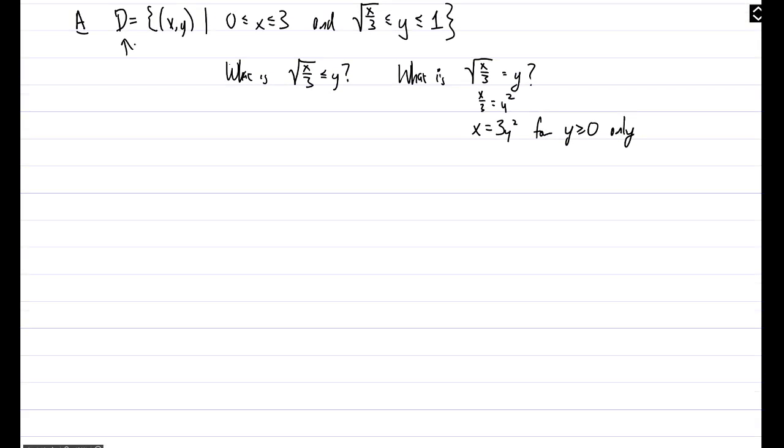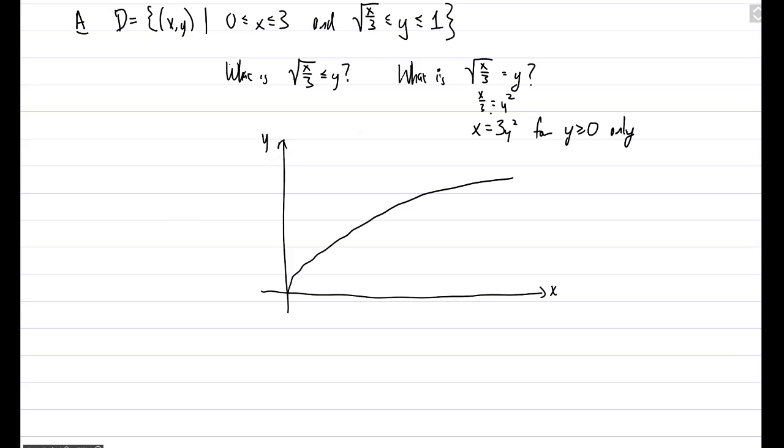Of this region D, if we were to draw a picture, I'd think it would look something like the following. We've got an x-axis and a y-axis, and x equals 3y squared. That's a sideways parabola, just stretched out by a factor of 3, but we'll just draw it like this. Then we're going all the way up to x going from 0 to 3. If you compute the point right here, when x is equal to 3, you end up with y equals plus or minus 1.